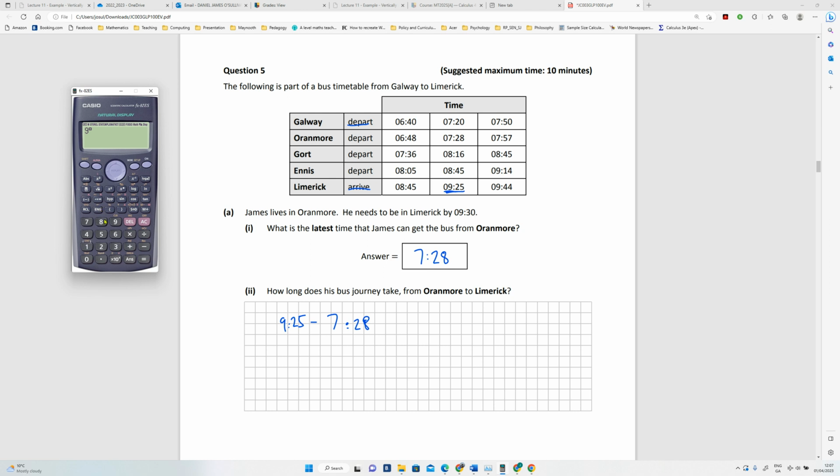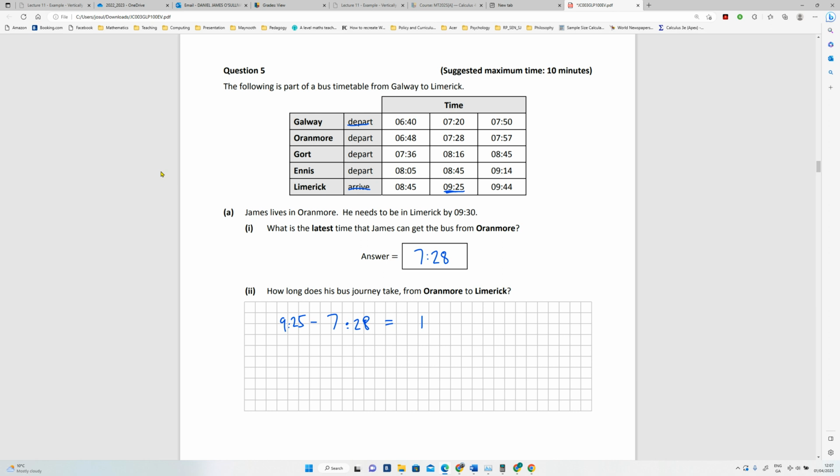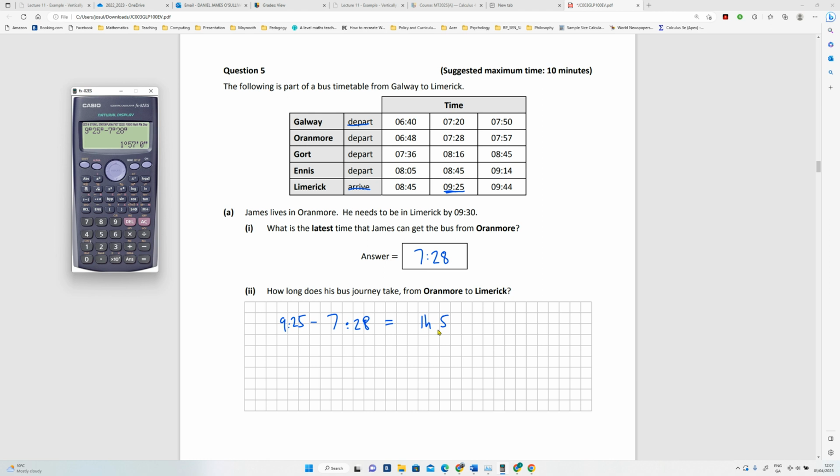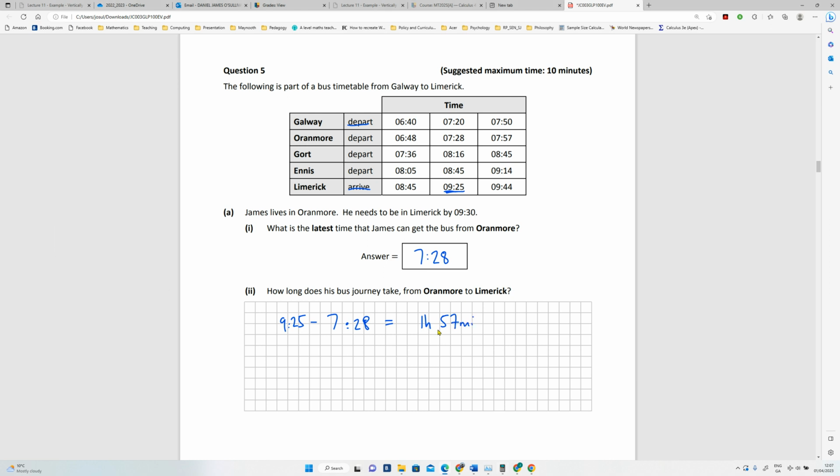So this is 9 hours, 25 minutes. You must put in this each time by pressing that button, minus 7 hours, 28 minutes. Equals, so that's 1 hour and 57 minutes and no seconds. So you can use that directly to get the answer you need there.